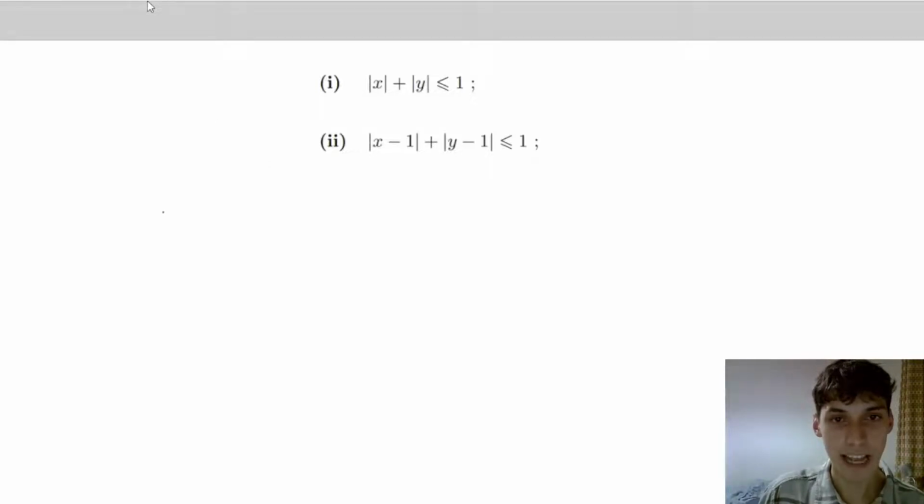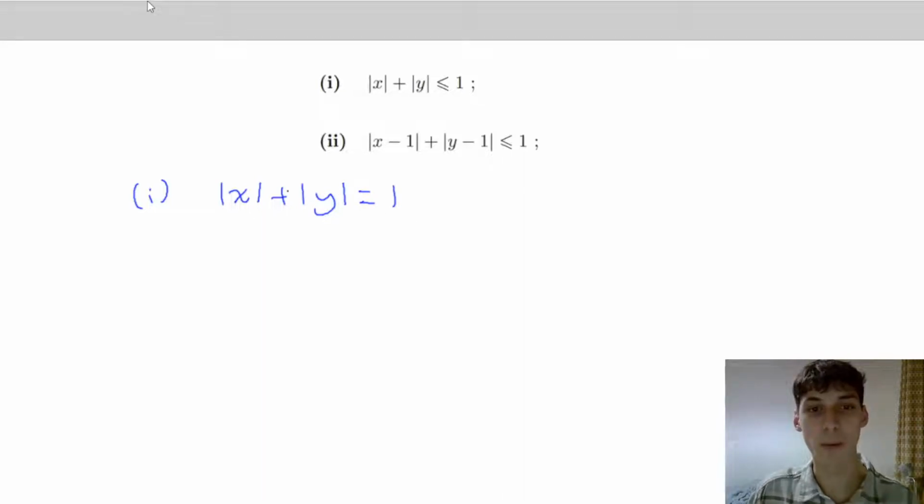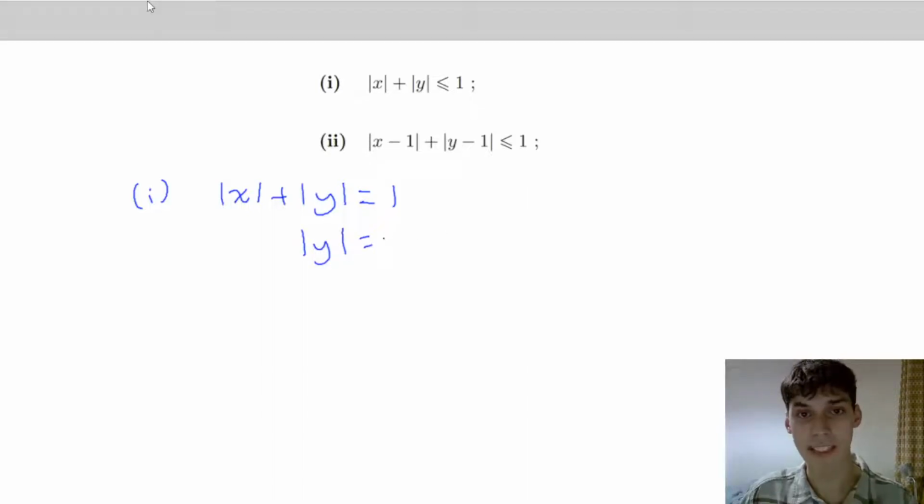So anyway, let's start with part I, and as I said, let's consider first the modulus of x plus the modulus of y is equal to 1, and let's solve just so we have the outline of the graph. So let's rearrange this to be y is equal to something, as those are the graphs that I think we'll be most comfortable with. So the modulus of y is equal to 1 minus the modulus of x. And this is actually in the form y equals mx plus c, or the modulus of y equals m modulus of x plus c.